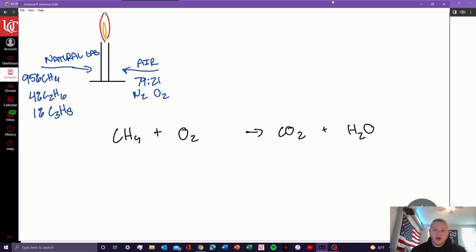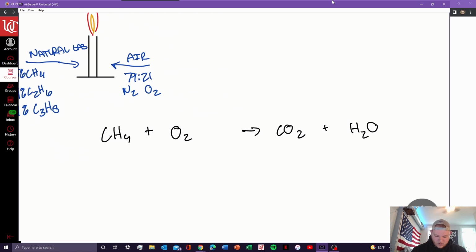Now we do need to balance this equation. Since there's 4 hydrogens on this side, there needs to be 4 on the right side, so we need to add a 2 in front of our water here. Now that makes it that we have 4 oxygens on the right side, so we need to put another 2 over here, so now our equation is balanced.